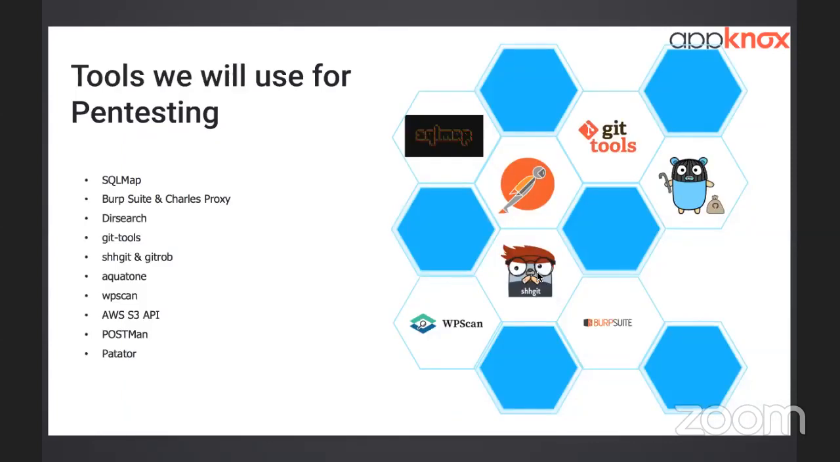These are the tools that we are going to use: SQLMap, Burp Suite, Charles Proxy, DirSearch, Git tools, Shhgit, GitRob, Aquatone, WPScan, AWS S3 API, Postman, and Pytest. I'll pass this call to Shubho and Nishant to continue and briefly explain what we are going to use, and post that they can get started with the live demo as well.